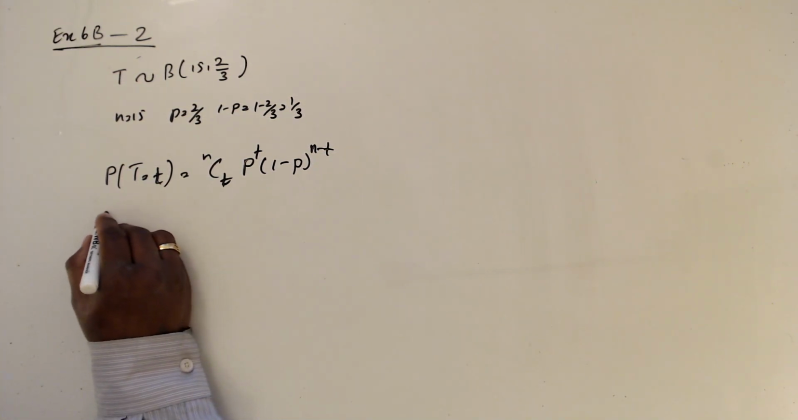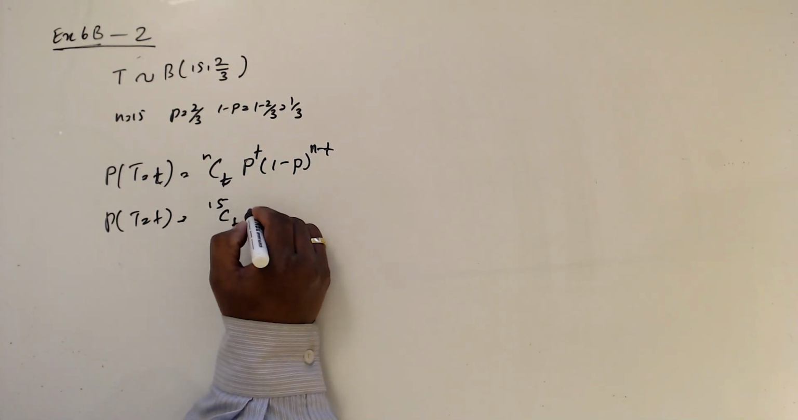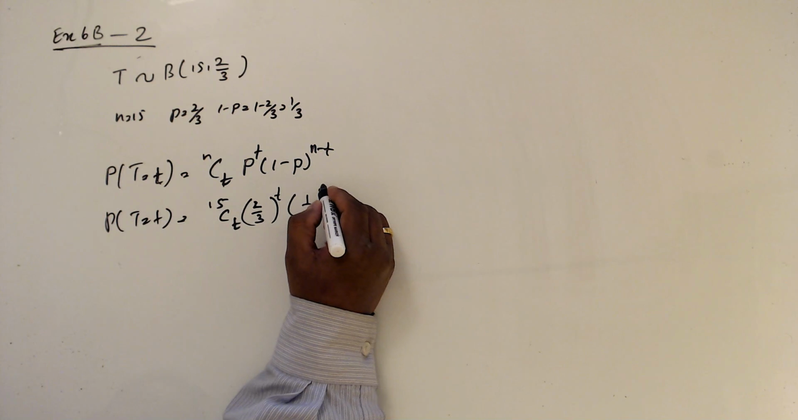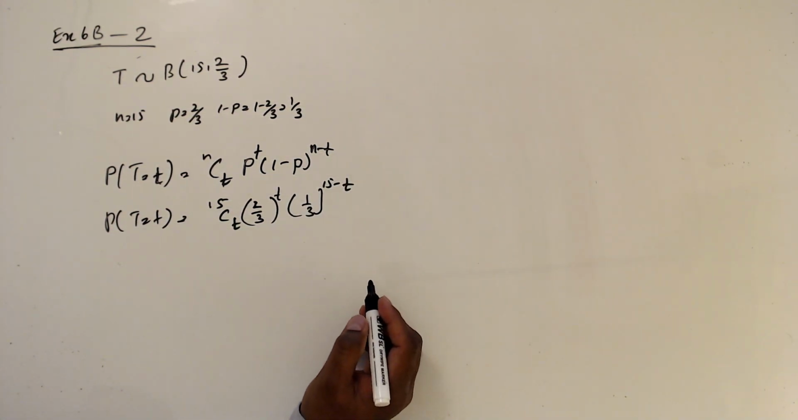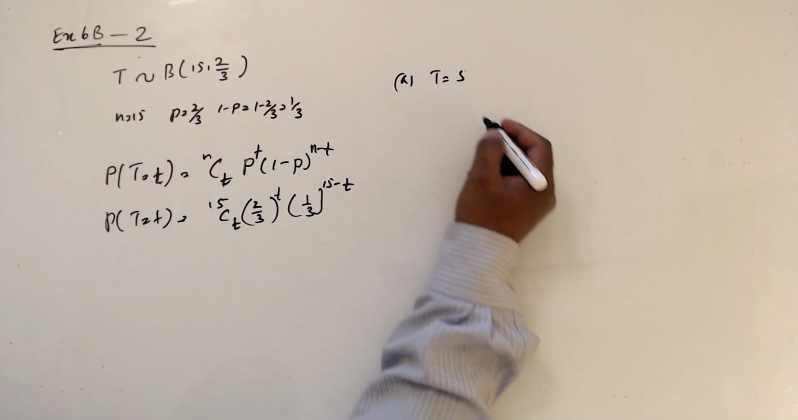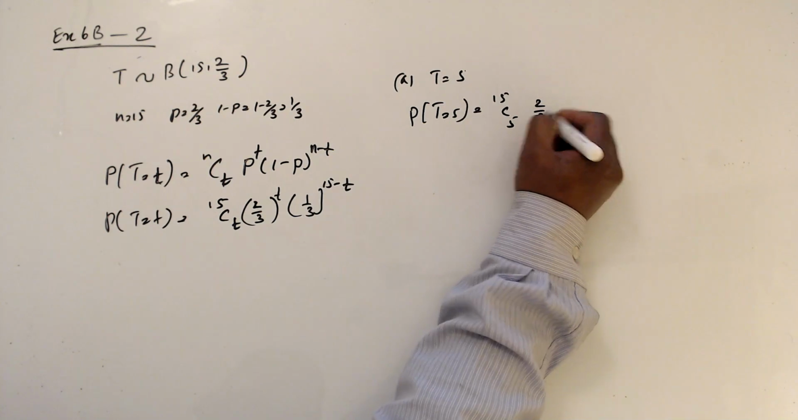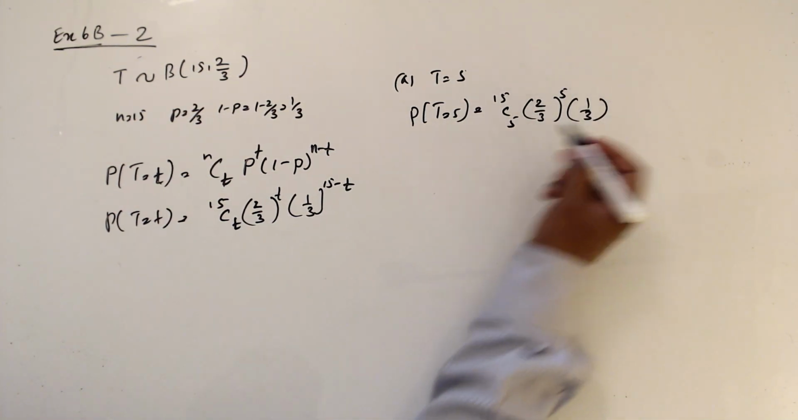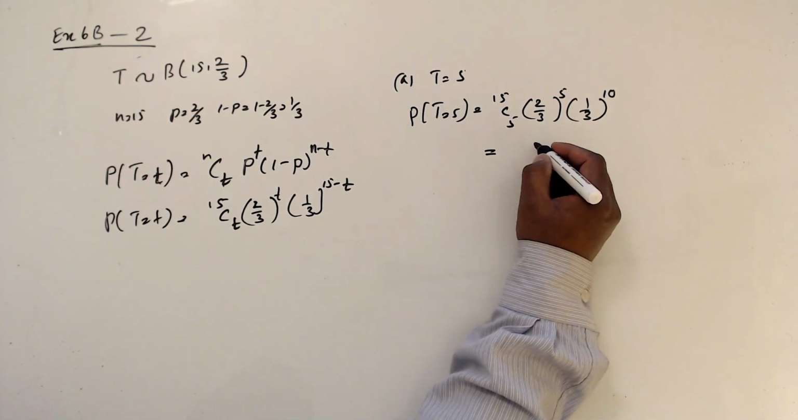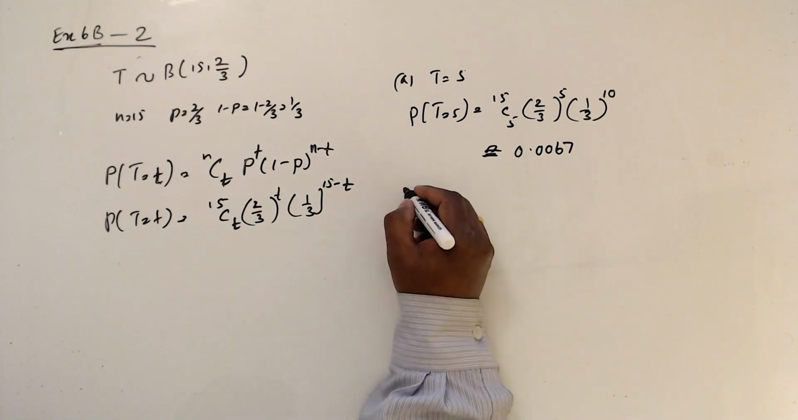So P(T = t) equals, with n being 15, 15Ct, p is (2/3)^t and 1 minus p is 1/3, to the power 15 minus t. Now the first question is when t equal 5. Then the probability of t equal 5 is 15C5 (2/3)^5 (1/3)^(15 - 5), 15 minus 5 is 10, or your addition has to be 10. So this value is going to be 0.0067 approximately.